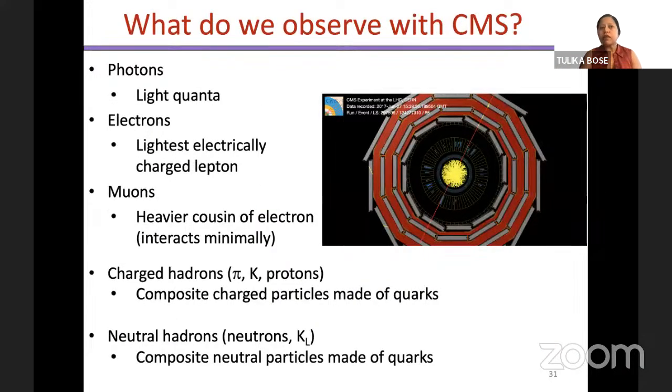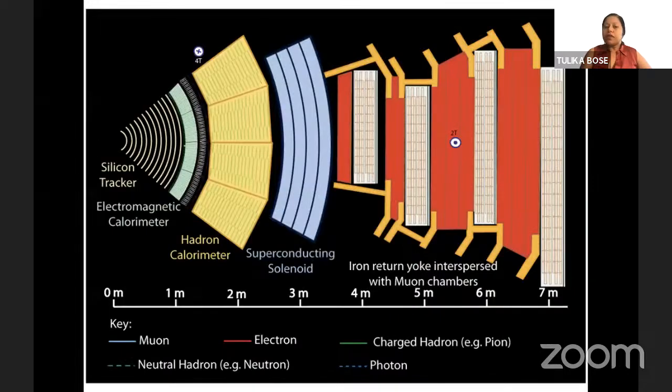And what are these particles? So we've talked about photons, the light quanta; electrons, the lightest electrically charged lepton; muons, the heavier cousin of the electron; charged hadrons, which are composite particles made of quarks, such as protons we've talked about. There are others, such as pions, kaons, and lots of them. There are composite neutral particles that are made of quarks, such as, for example, neutrons that you may know, as well as others. Now, how does a detector work?